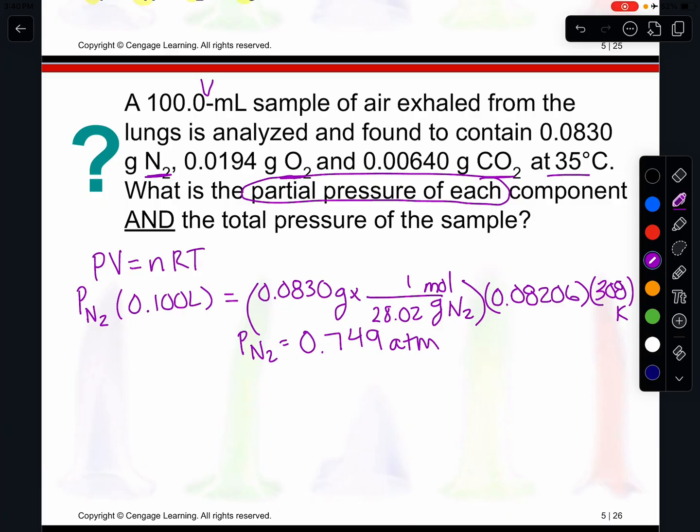Now you're going to want to go ahead and do this 2 more times for the O2 and do the same thing for the CO2. The only thing you need to replace is the mole value here. Okay, so you can go ahead and use the molar mass of those and the grams provided.